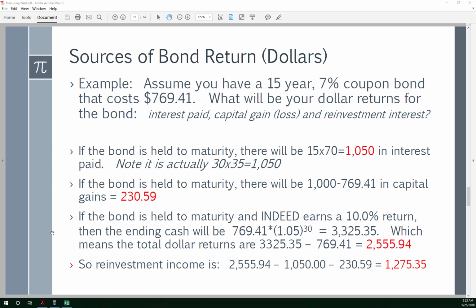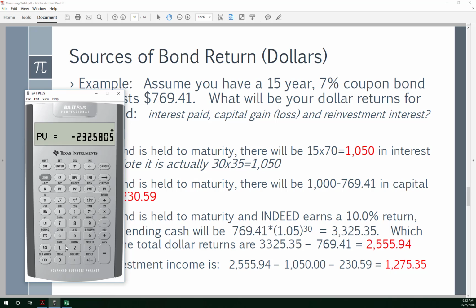The first thing I want to do is show you where that 10% is coming from. That's just the yield to maturity. So let's do the calculation real quick here. We've got a 15-year bond. Oh, first let me just start everything over.